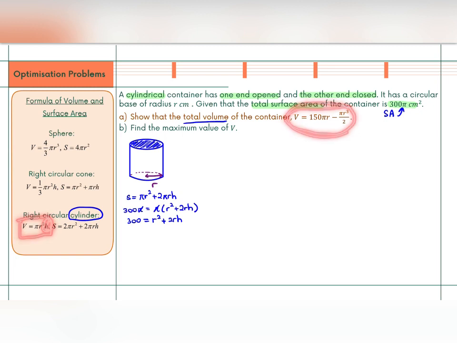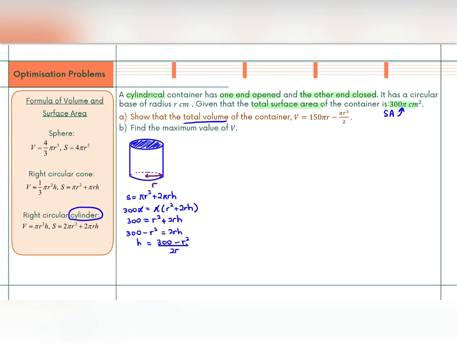So H must be written in terms of R only. So how do we get R only from H? From this surface area equation, let's rearrange. 300 minus R squared equals 2RH. So therefore H is equal to (300 minus R squared) divided by 2R.